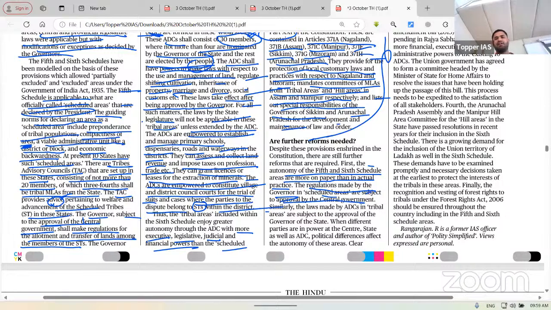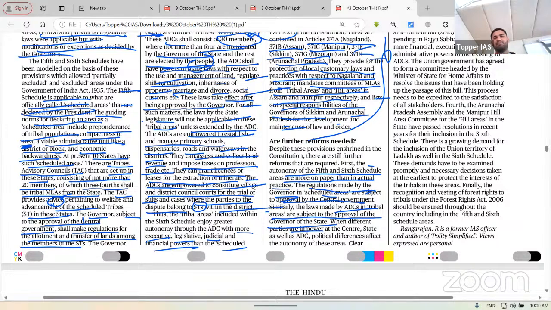Similarly, the laws made by autonomous district councils in tribal areas are also subject to approval of the governor of the state. Already I have told you, autonomous district councils, even though they are very powerful and can make laws on many subjects, every law needs approval by the governor. So the governor is controlled by the central government. Are you following this?